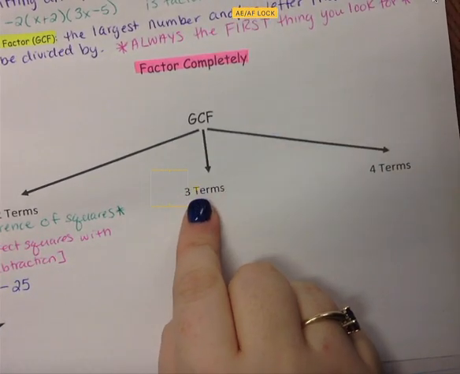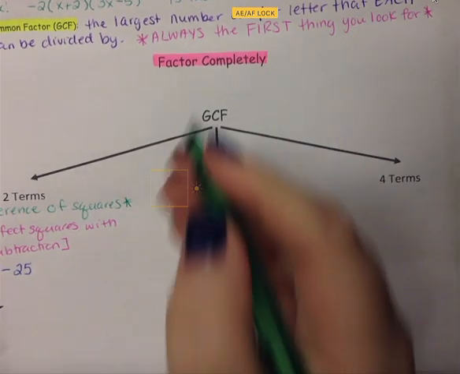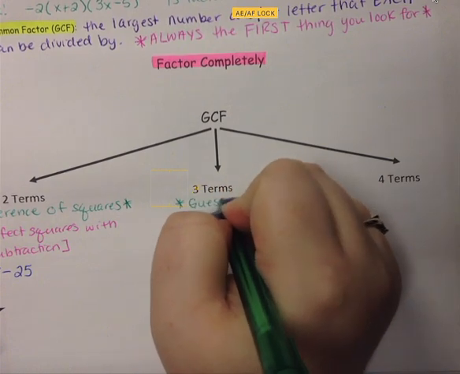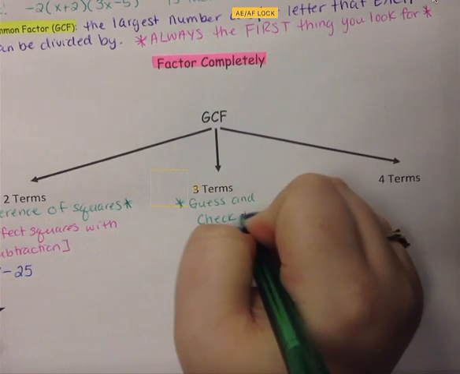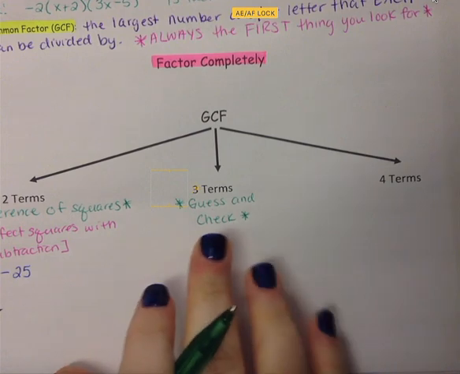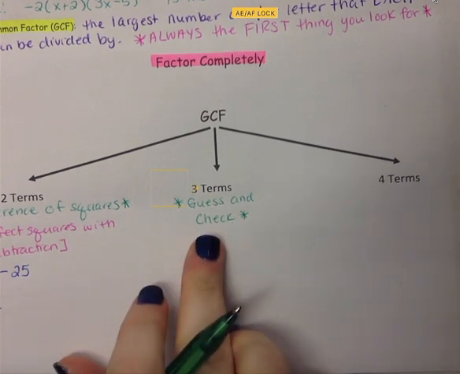If you have three terms after you factored out your GCF, you will actually try and factor it further by using guess and check. What this is, you are actually just trying to look at the numbers and see which ones would multiply back to give you the original problem. So these have steps that I will show you, but it's guess and check. There are other methods to factor three terms. This is the method I'm going to show you today.